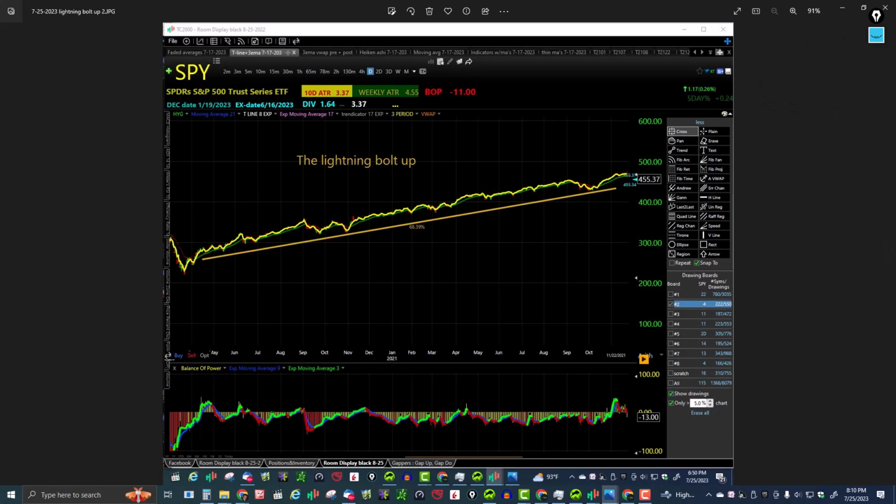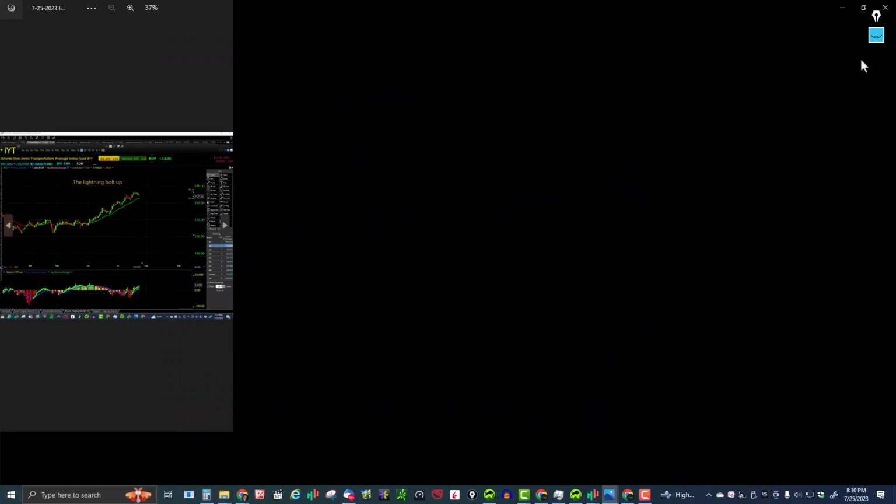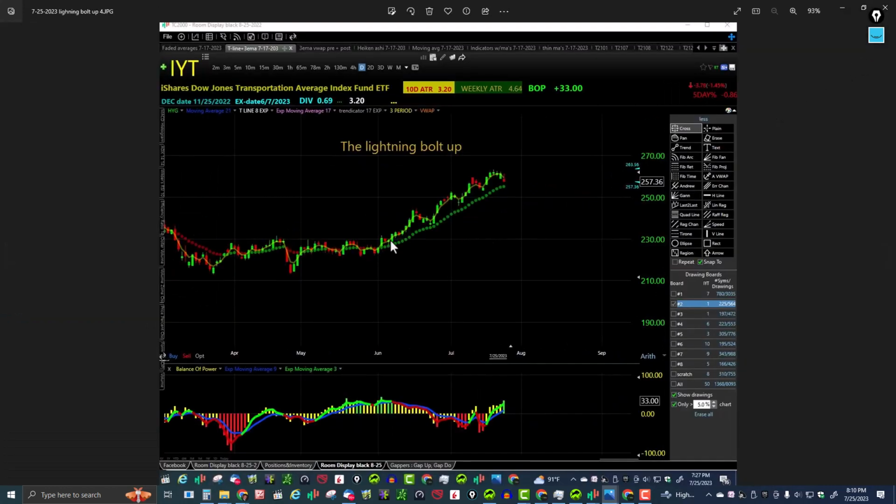Let me try the next one here. Let me move this out of the way. And the next one. It's another lightning bolt. You can see it a little more clearly. It moves up, comes back, moves up, comes back, moves up, comes back, moves up, comes back. This is IYT. This is the transports. That's a pretty nice run there for the transports.